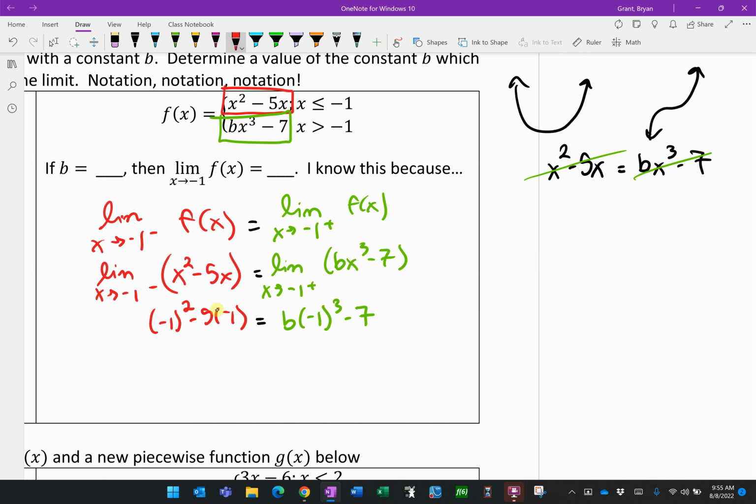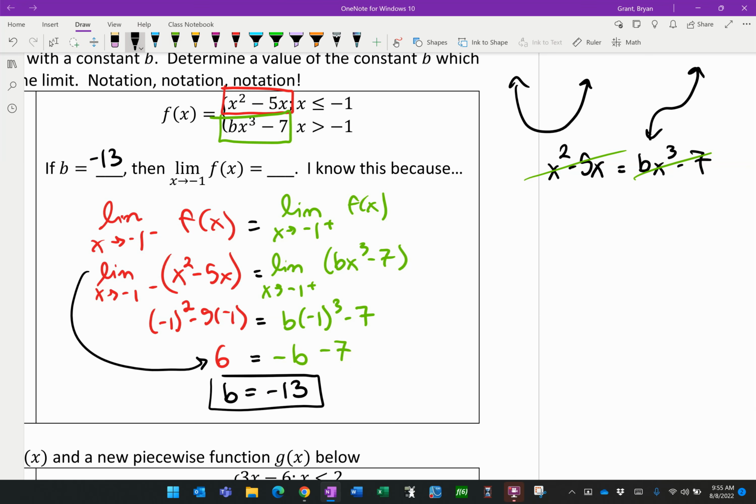This is +1 plus 5, which is 6. And on the right side, we have -b, right, -1 cubed minus 7. Okay, I'm going to add b to the left side. That'll make b positive. And then I'll subtract 6 from the right side. -7 minus 6, I think, is -13. So if b is -13, then the limits better have the same value.